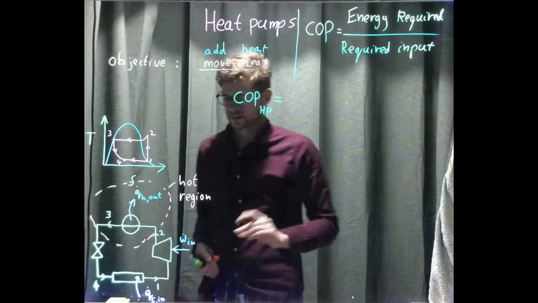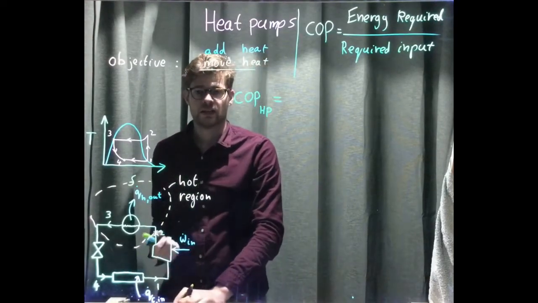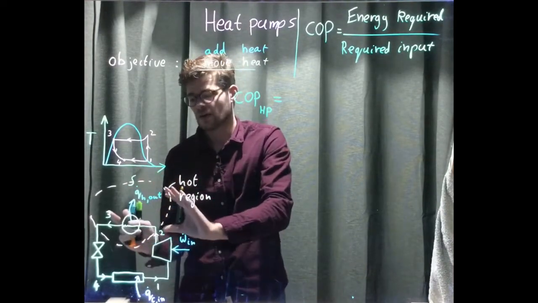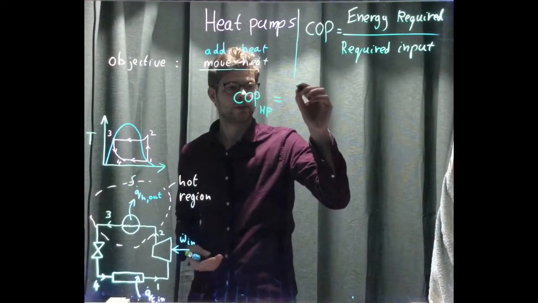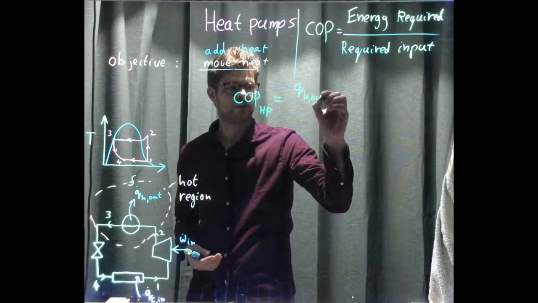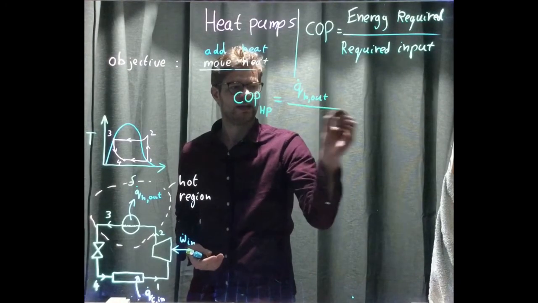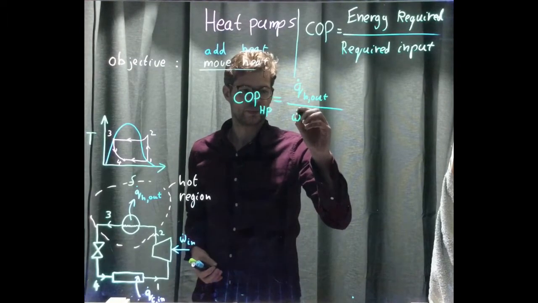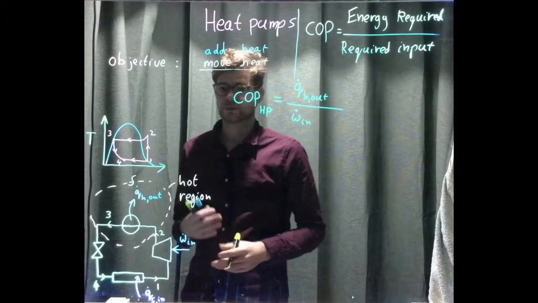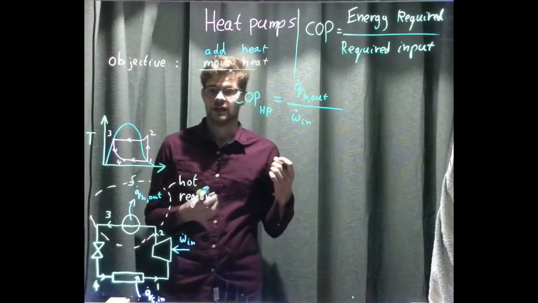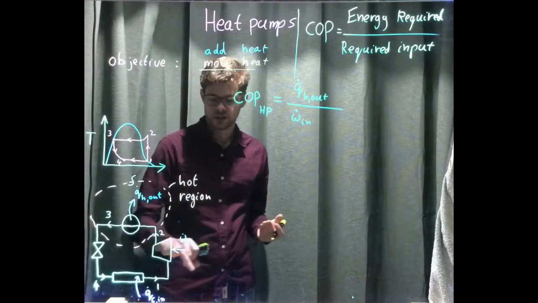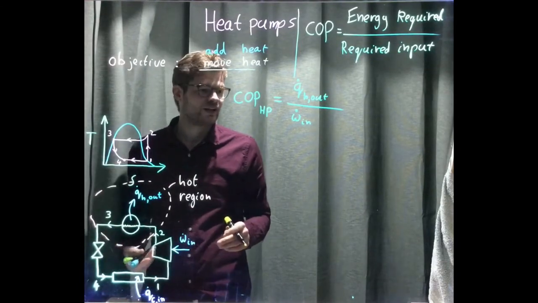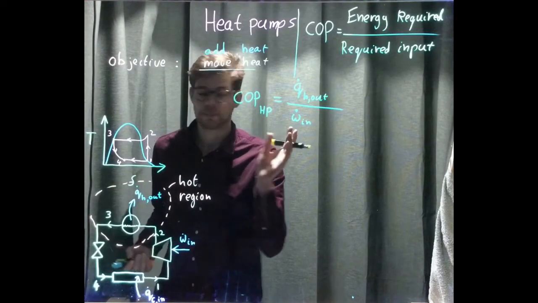The energy required, on the contrary to my cooling cycle, is now the Q hot out, and the required input still is the work I have to add to my compressor or pump. For instance, your central heating system in your house, it will be a pump. So this is basically the coefficient of performance for your heat pump.